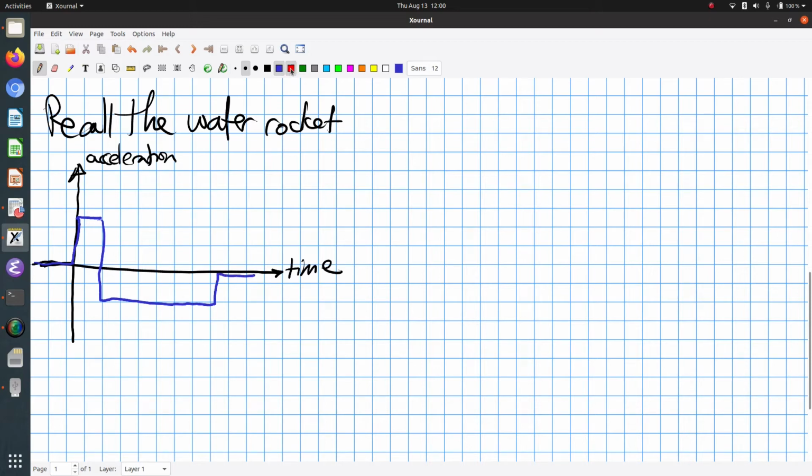So let's annotate this. This is the launch. This is the powered phase. And this is where it's falling. And this is where it hits the ground.